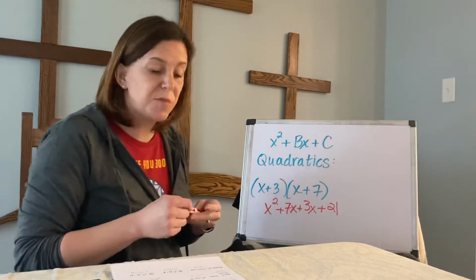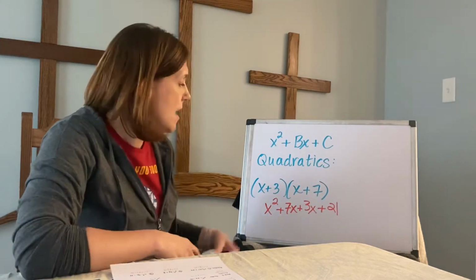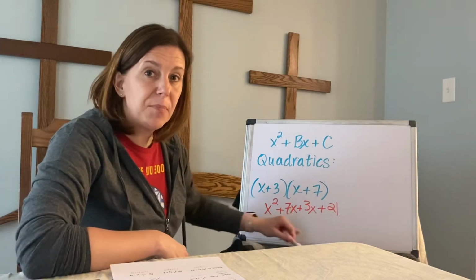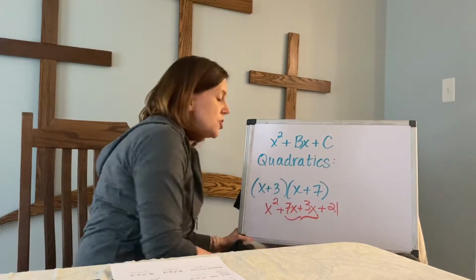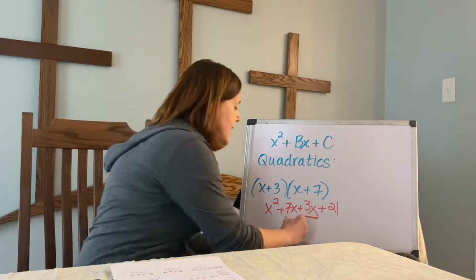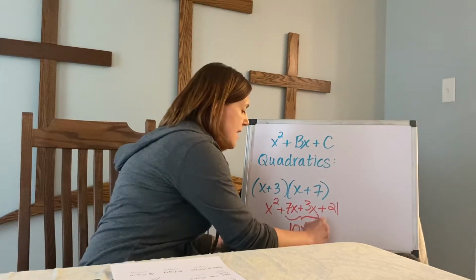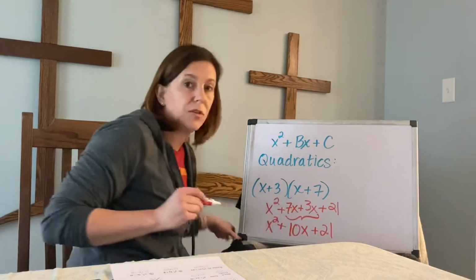I have two terms being multiplied by two terms, so I know I'm going to end up with 4 terms. As you remember, my next step here is to combine like terms. So I want to show you how this 7 and this 3 are adding together to give me 10x in my cleaned up version of this trinomial.